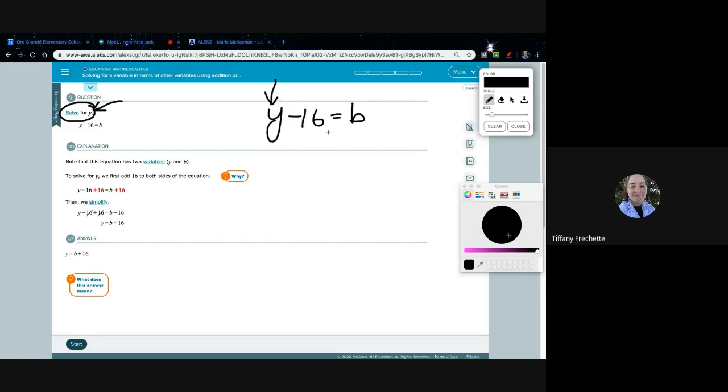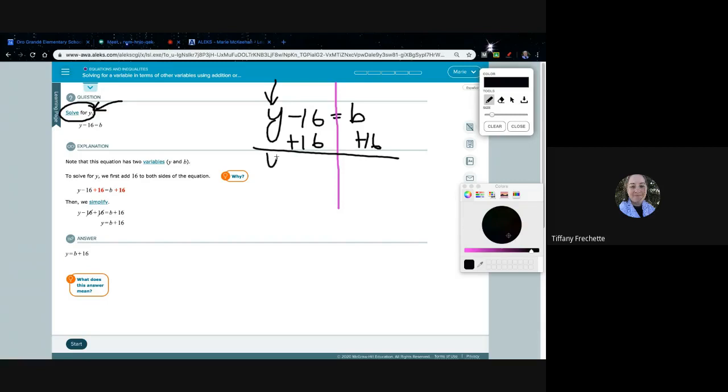In order to get y by itself, it's the same rules as before. We're going to take whatever's being done to it and do the opposite, because we want to undo it. So in this case, it's y minus 16. To undo a minus, I need a plus. So instead of taking 16 away, I'm going to add 16 to both sides. And by sides, I mean the equal sign. So I have plus 16, plus 16.